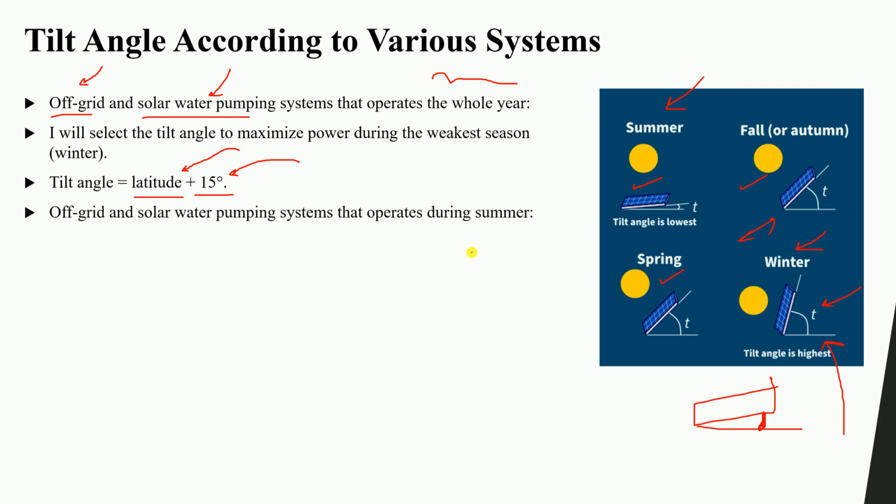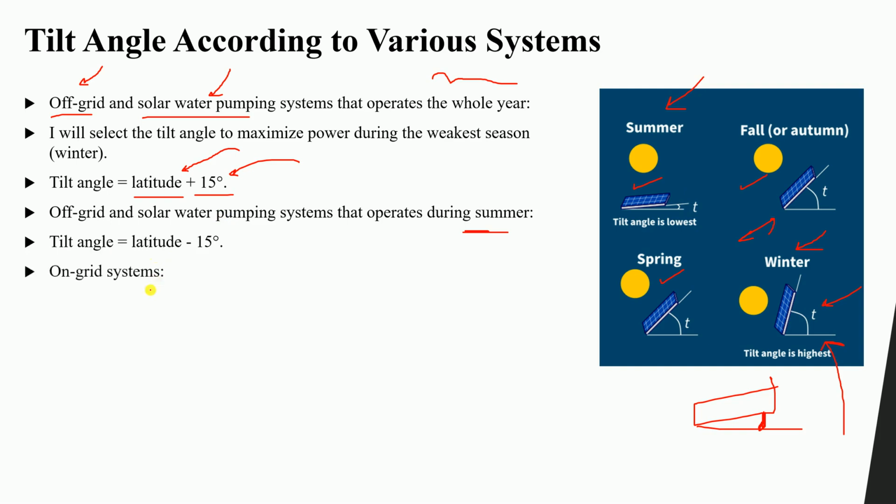So what about off-grid systems that operate only in summer, and the water pumping system used in irrigation only in summer? Then of course I'm going to choose the best angle for summer because it is only operating during summer. So the tilt angle during summer is latitude minus 15 degrees, right, as we discussed before.